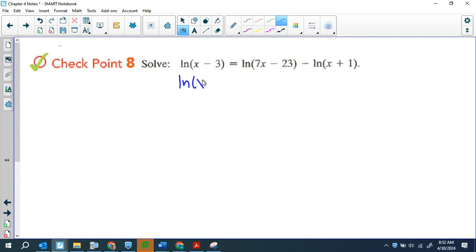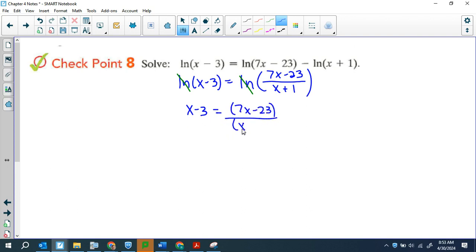So the left side we're not changing right now. The right side, since we're subtracting, we have ln of 7x minus 23 over x plus 1. Again, the subtracting of logs means you're dividing what's inside the parentheses. So since we have the natural log on both sides, those natural logs cancel out. We are left with x minus 3 equals 7x minus 23 over x plus 1. We have to now solve this equation.